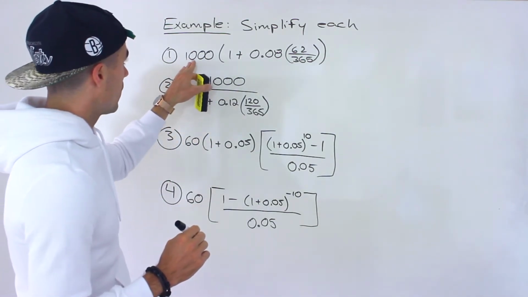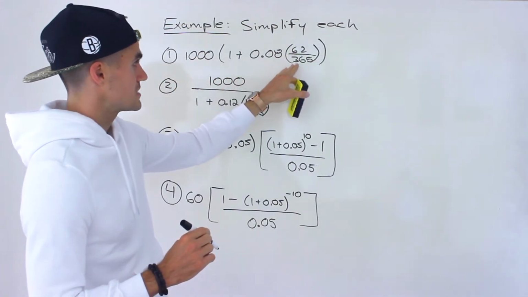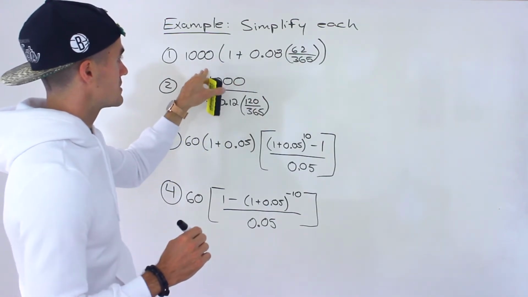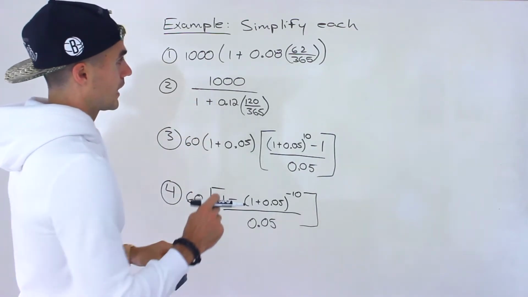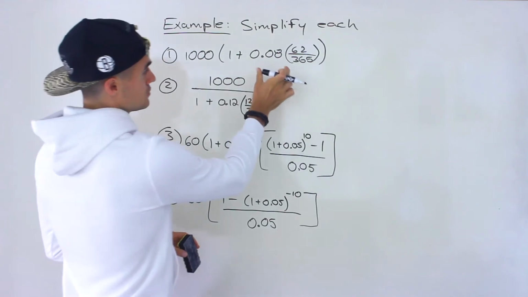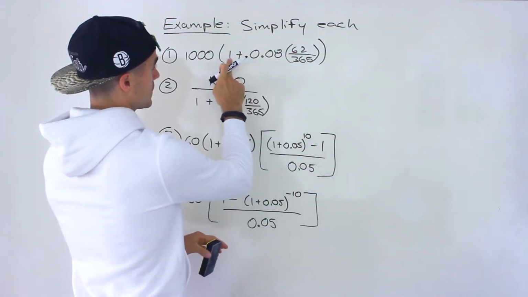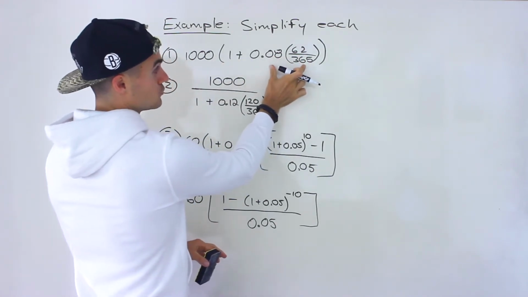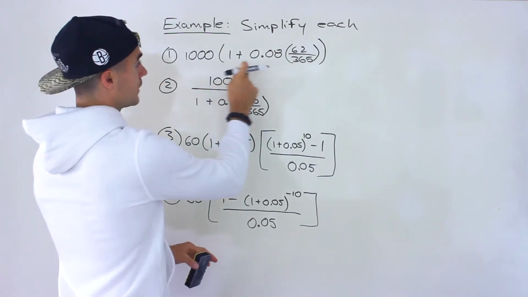So starting with number one, we got 1,000 times 1 plus 0.08 times 62 over 365, all in brackets. This here is actually a future value formula, if you were wondering. Again, we're just going to focus on the algebra. So what you would do with this is you'd have to first deal with the bracket. You would use BEDMAS, and then notice we got 1 plus these two expressions being multiplied. So you'd have to do the multiplication first within the bracket before adding the 1.